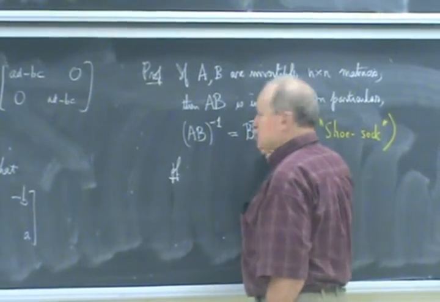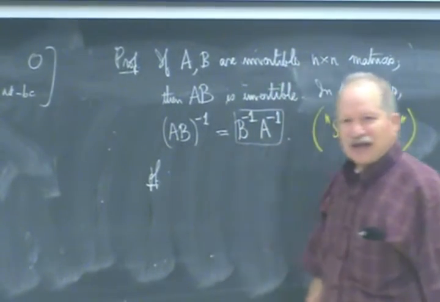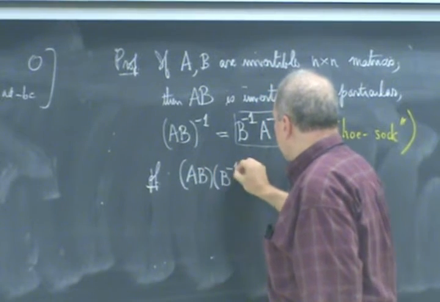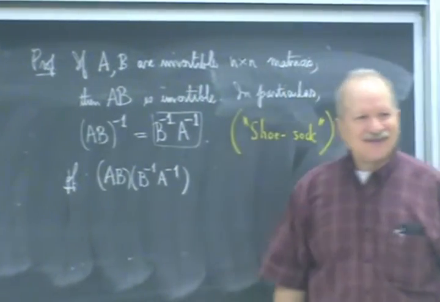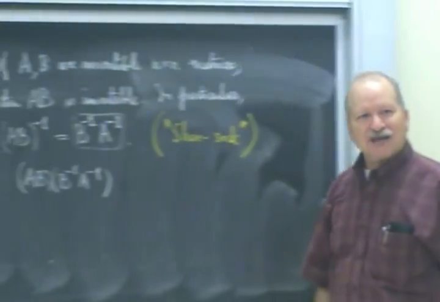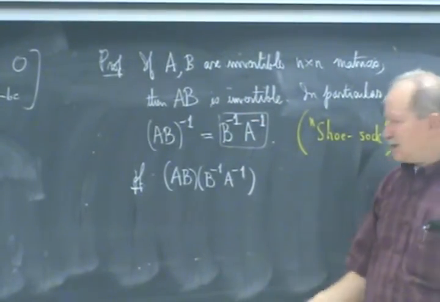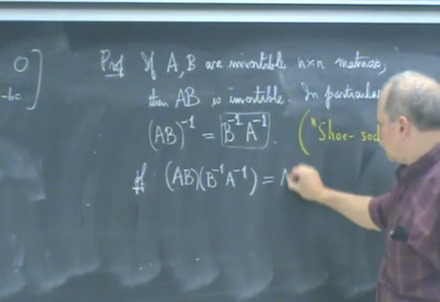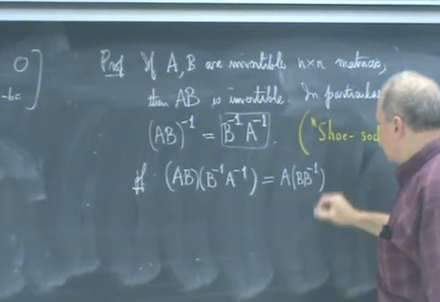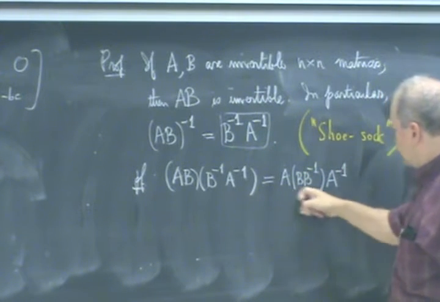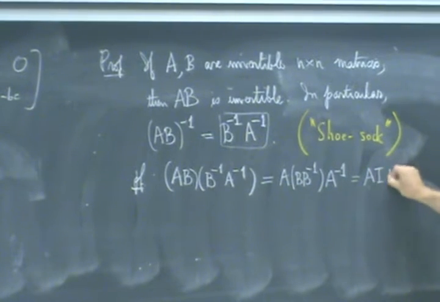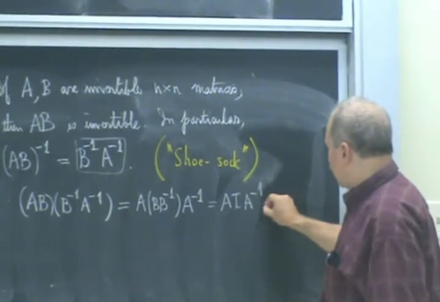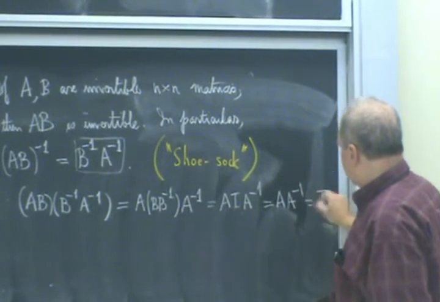So the proof is, let's just check that this satisfies the definition of inverse. If I take AB, and I multiply by this putative, alleged inverse, if it works on both sides, then it's the inverse by definition. Well, what can I do with this? So B inverse. I can regroup by associativity. This is the identity. And multiplying anybody by the identity is just the same as not having the identity there at all. And so I'm done.